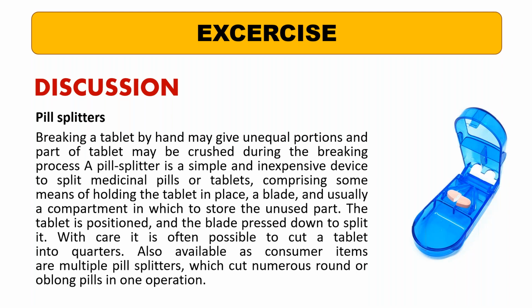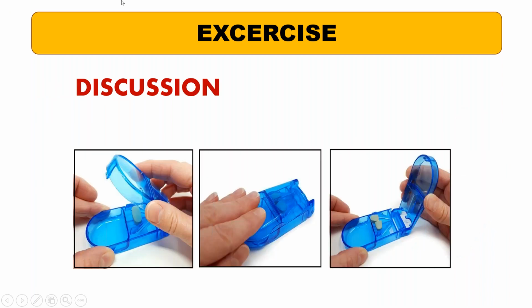So a pill splitter is a simple and inexpensive device to split medicinal pills or tablets, comprising some means of holding the tablet in place. So during splitting, the tablet does not slip out of the hand. It usually has a blade, easily in a compartment, and sometimes the half of the tablet can be stored. The tablet is positioned, and then the blade is pressed down. This is the picture in the next slide, showing the use of this pill splitter.